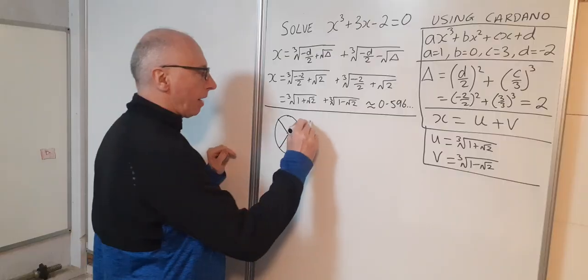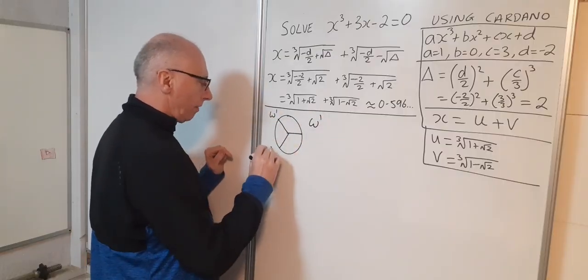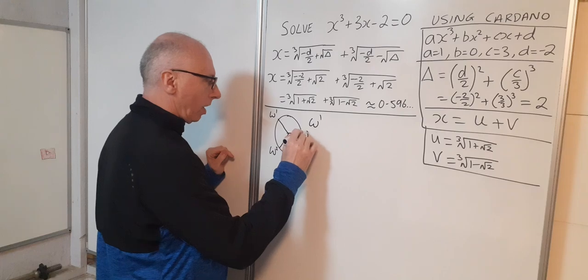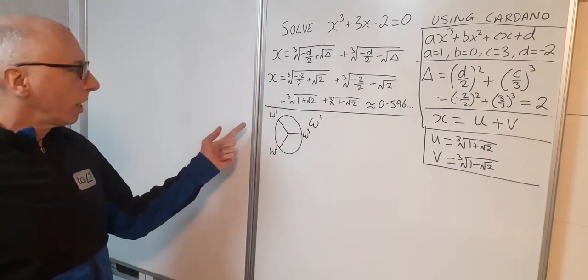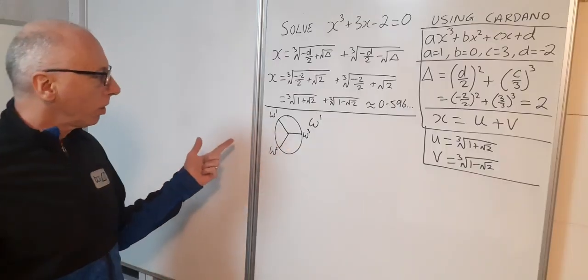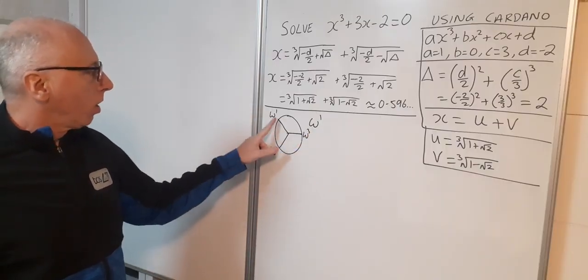So here I would have omega to the power of 1. That's going to be this one. I'll have omega squared and omega cubed. Now these are what's known as the primitive roots of unity. So if you check the link below, I'll show you a lot more detail about how these are calculated. But omega 1 will be this one.